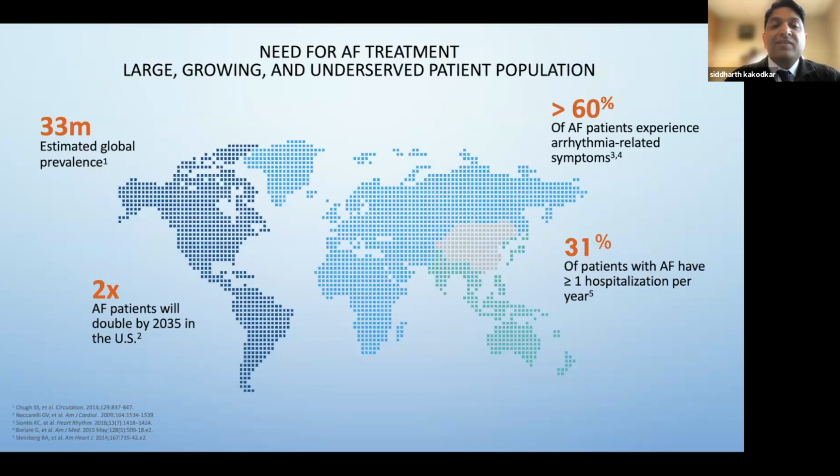And there is definitely a need for AFib treatment, as there's a large and growing patient population, especially in the underserved patient population areas. You can see here, there's a 33 million estimated global prevalence, and this is probably a lower number than reality. And more than 60% of patients have symptoms associated with their AFib. And 31% of patients with AFib have one or more hospitalizations per year. And by 2035, you're going to have double the number of AFib patients that you have today.